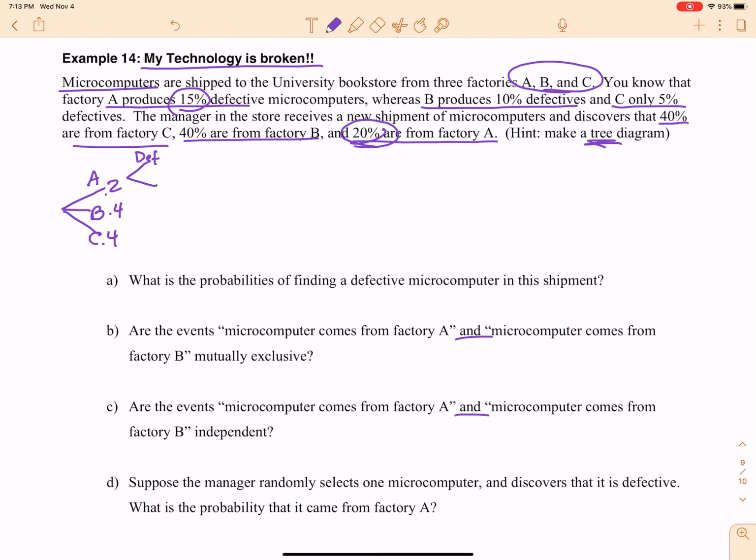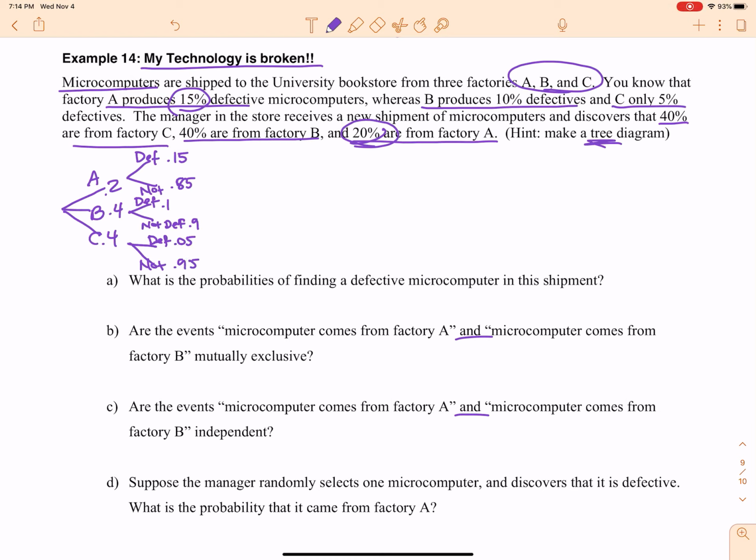So defective for A is going to be 0.15, so that would mean not defective would be 0.85, because it's either defective or not, right? So those are all the outcomes. So for this one, defective and not defective, I did not give myself enough room for this problem. Okay, so defective from B is going to be, let's see, 0.1, and so 0.9 here. And then C, defective and not, so sorry, this is so sloppy, kids. C, defective 0.05 and 0.95.